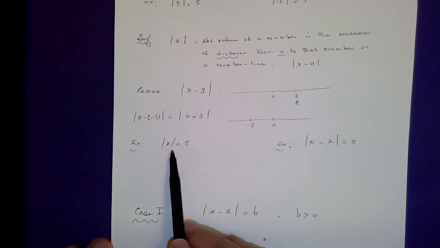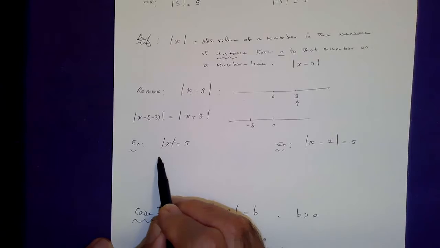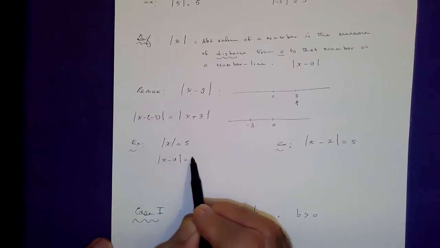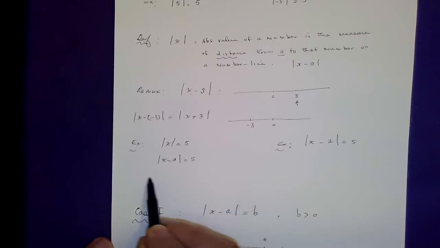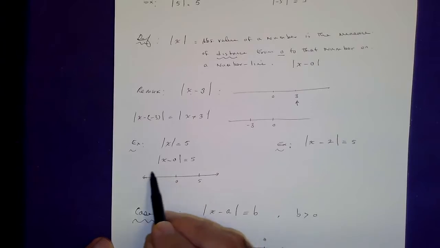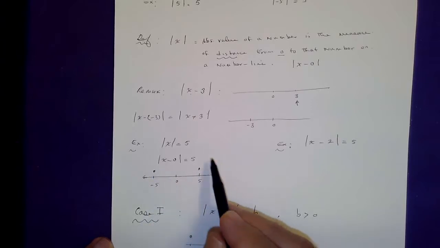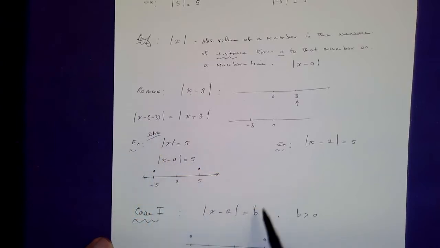So the question is, how do you go about solving absolute value of x equals 5? Well, this is the same as absolute value of x minus 0 is equal to 5, correct? You just don't see the 0. But what does that mean? That means on a number line, you have to go 5 units to the right of the 0 and 5 units to the left of the 0. And then those would be your solutions. In other words, the solution to this problem is namely -5 and 5. So those are the two solutions.